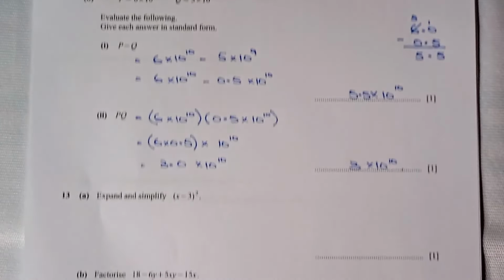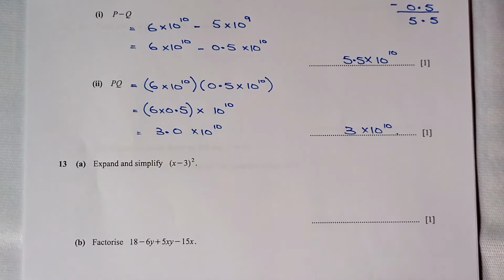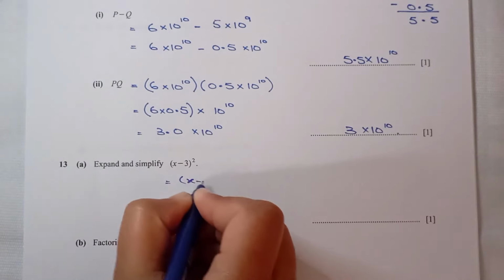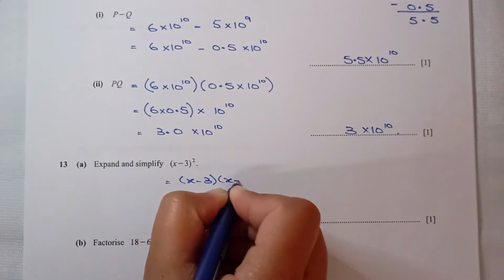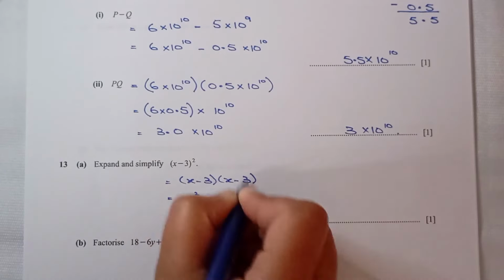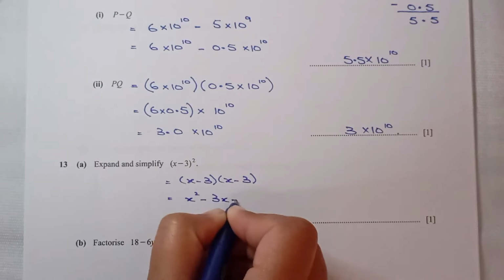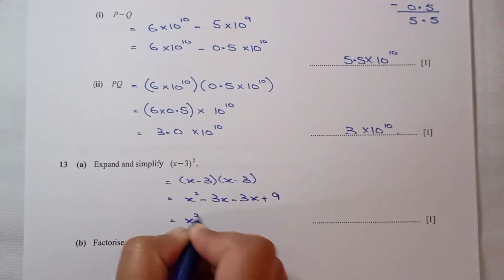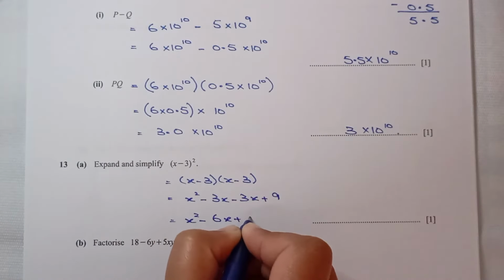Now for question number 13 in A part, we need to expand and simplify. So first expand, so it would be x minus 3 into x minus 3. Now we need to multiply x squared, we have minus 3x and plus 9. So this is x squared minus 6x plus 9.